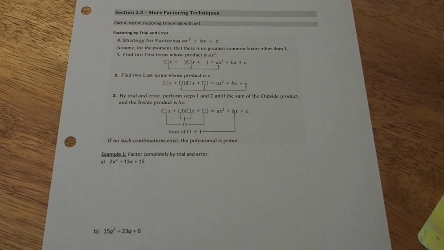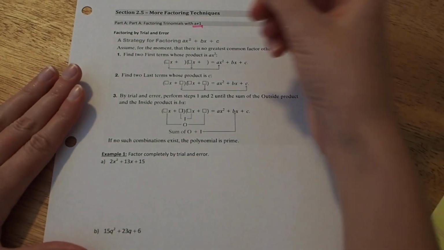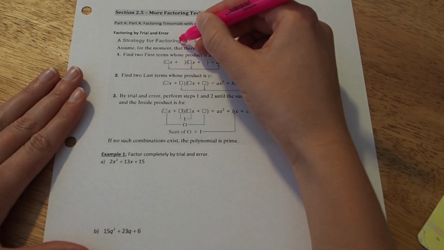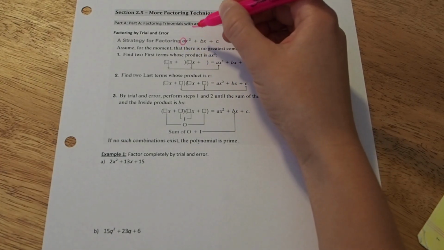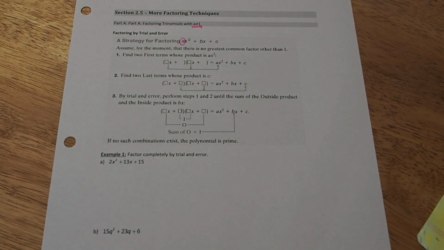Section 2.5 is on more factoring techniques. And in part A, we're going to start by factoring trinomials with coefficient A not equals 1. So it's going to be a number in front of x squared that makes it a different technique from the previous section. So there are two main strategies for factoring something of this form.